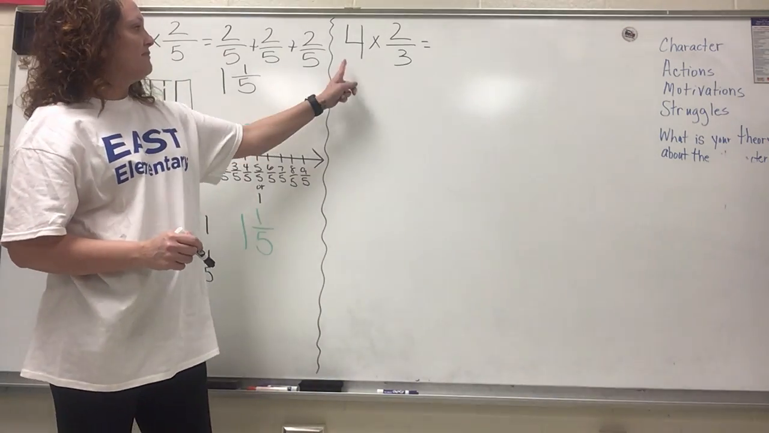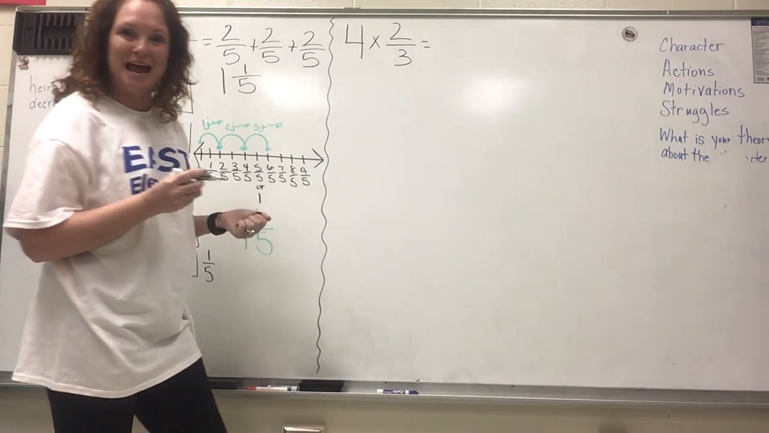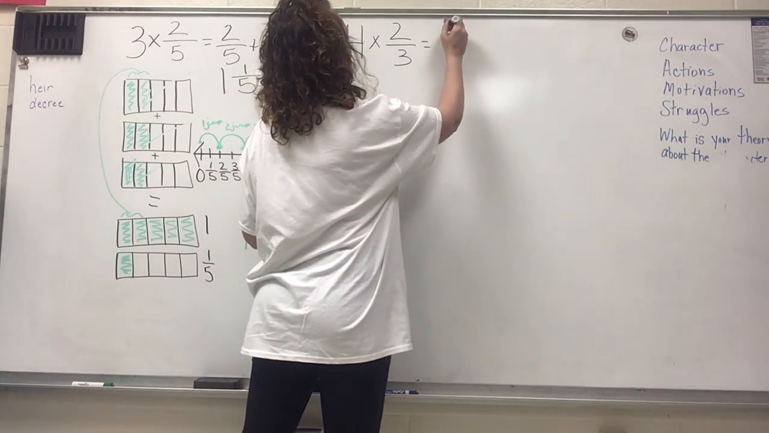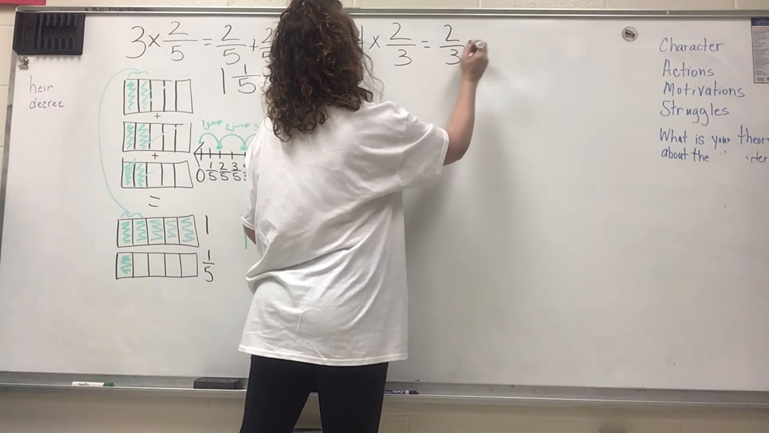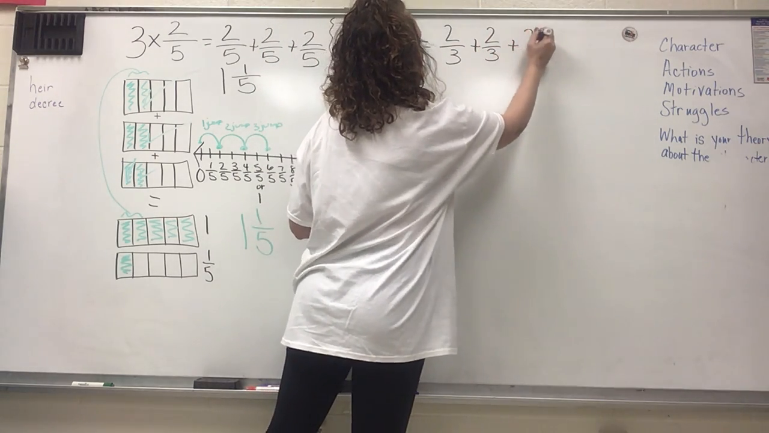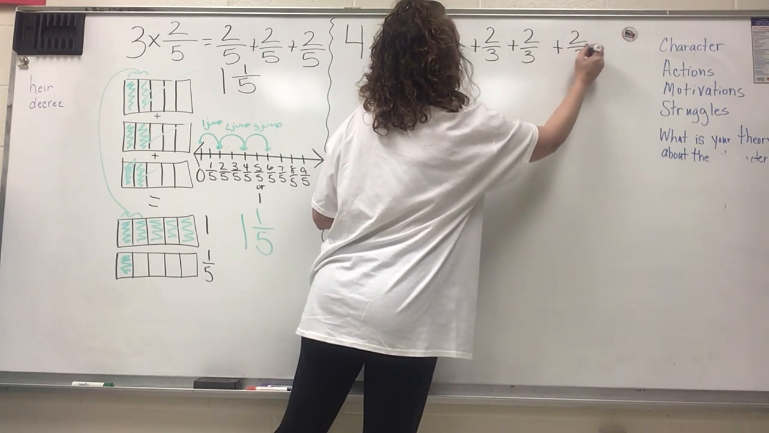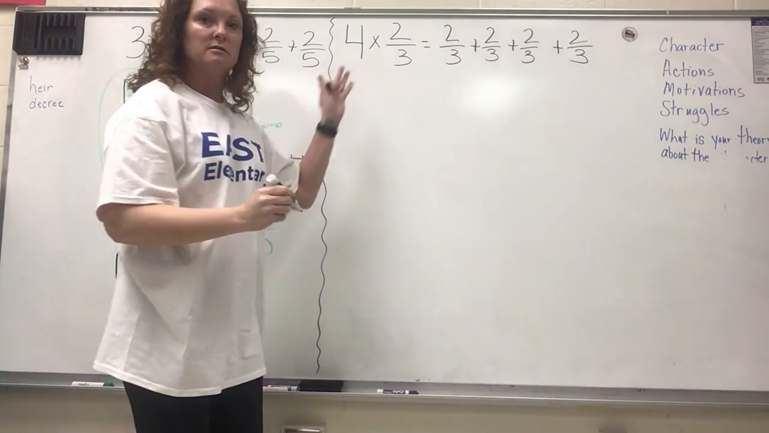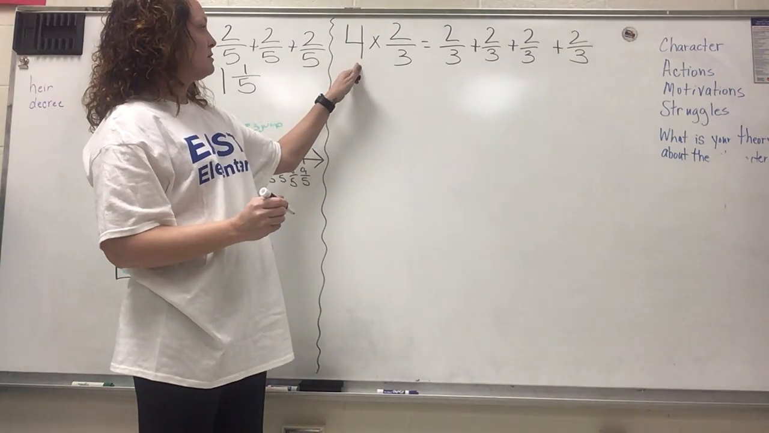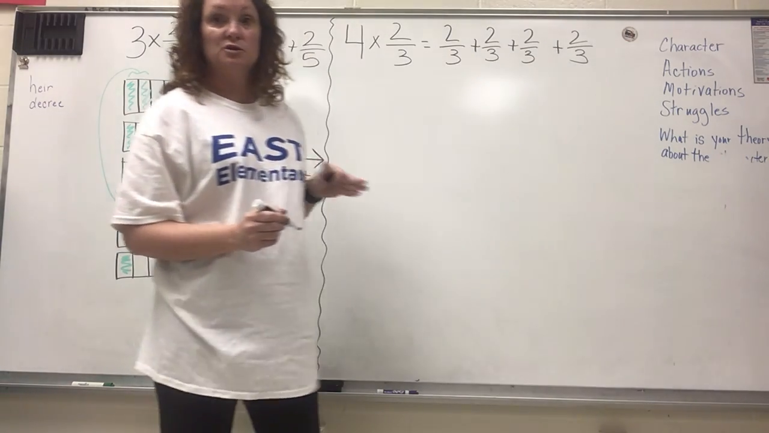Alright, friends, I have 4 times 2/3, which is the same as 2/3 plus 2/3 plus 2/3 plus 2/3, right? Those are the same thing. 4 groups of 2/3. 1, 2, 3, 4, 2/3.